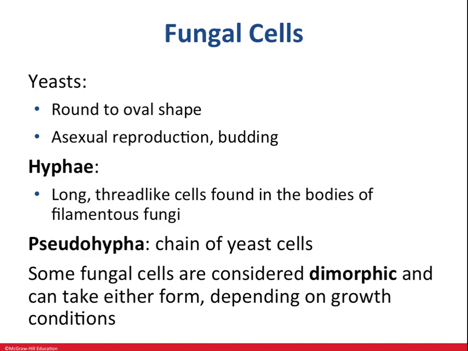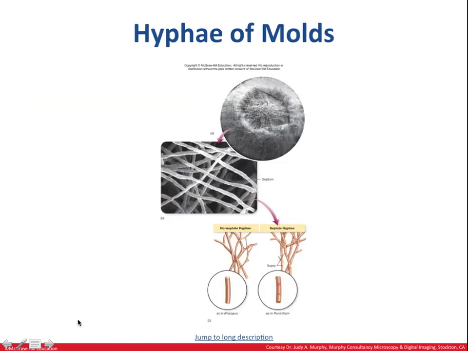The hyphae is a long, thread-like cell found in the bodies of filamentous fungi. Pseudo-hyphae is a chain of yeast. Actually, it's not a real hyphae, it's for the yeast. Some fungus cells are considered dimorphic, which means two different shapes, and they can take either form depending on the environmental conditions.